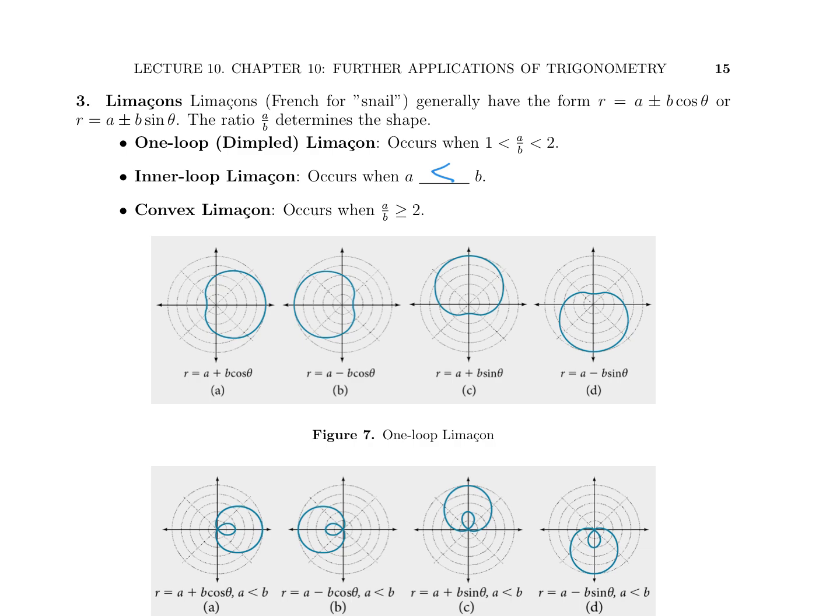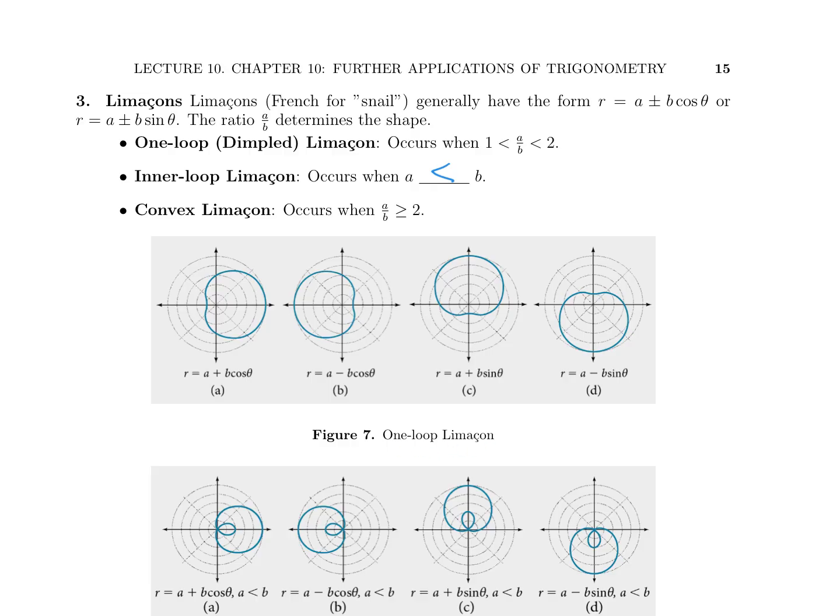So here's what the one loop ones look like. That would be this first figure down here, these four. And depending on whether it's cosine or sine, plus or minus, that's going to indicate where the graph is. All right, if it's minus and there's a sine involved, then it's on the bottom. If it's plus and it's sine, then it's on the top. If it's minus and cosine, it's on the left. And if it's plus cosine, it's on the right. That's called a one loop limacon.